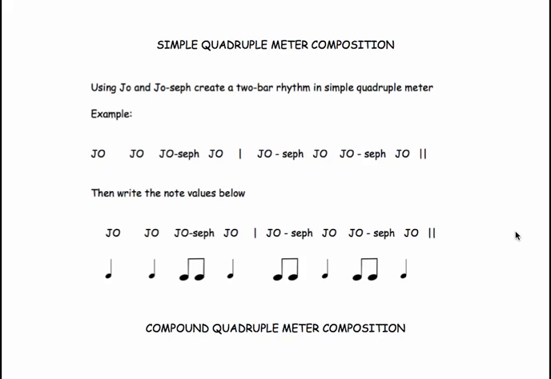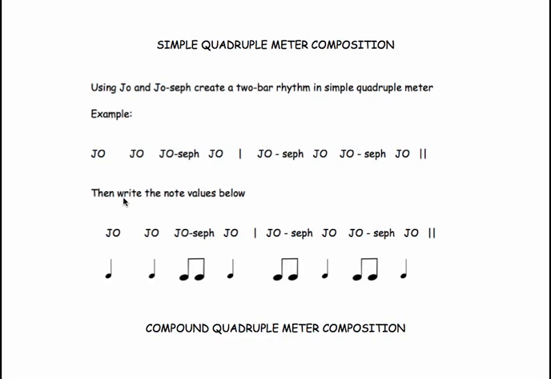And now for a little fun. I'd like you to compose a simple 2-bar rhythm using Joe and Joseph in simple quadruple meter. So remember, simple quadruple will be dividing the beat into 2 parts. So we'll have Joe and Joseph. Here's an example. Joe, Joe, Joseph, Joe, Joseph, Joe, Joseph, Joe.